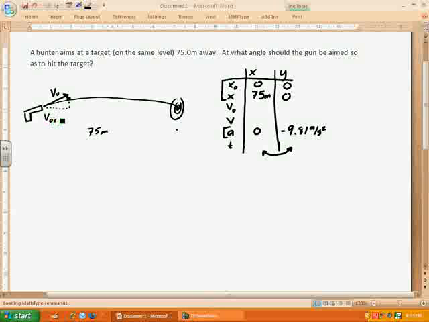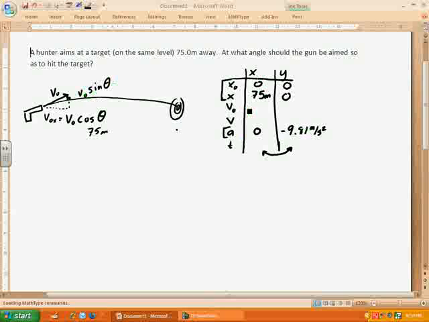Okay, so we'll take this initial velocity, and the initial velocity in the x direction is going to be equal to the initial velocity times the cosine of my angle. Okay, and the angle is what I'm looking for, right? And then the vertical velocity is going to be the initial velocity times the sine of the angle. Okay, so I can go ahead and put that information in now.